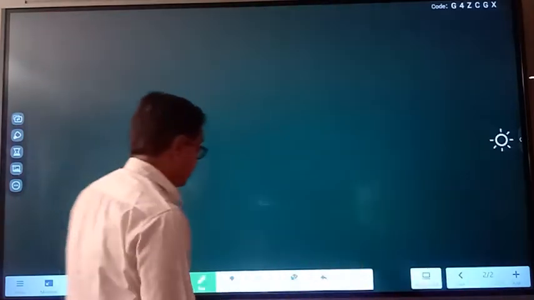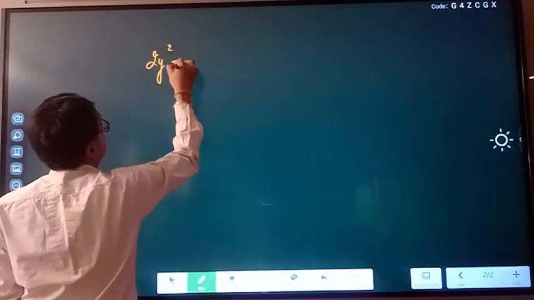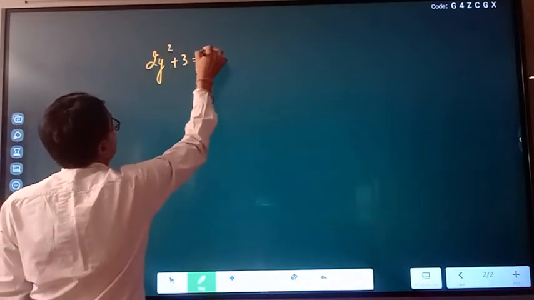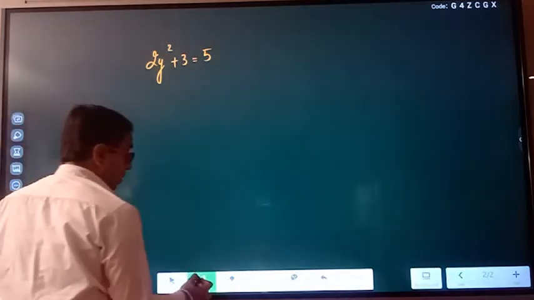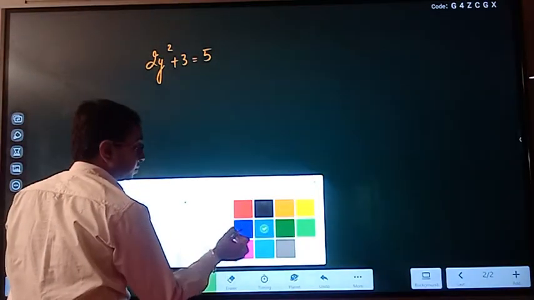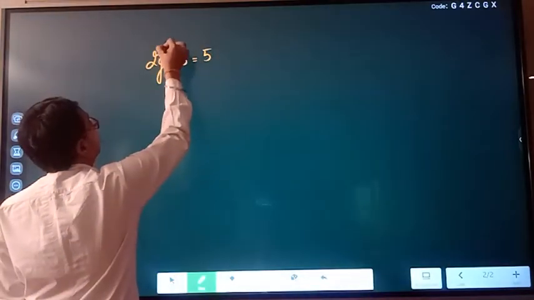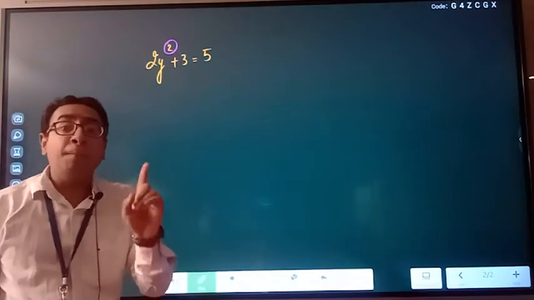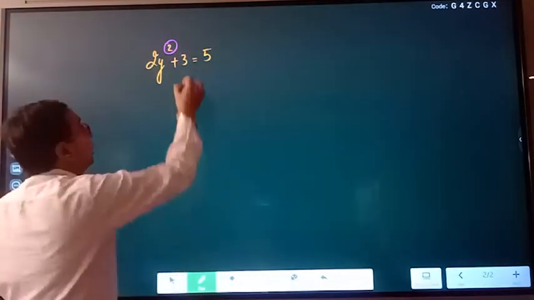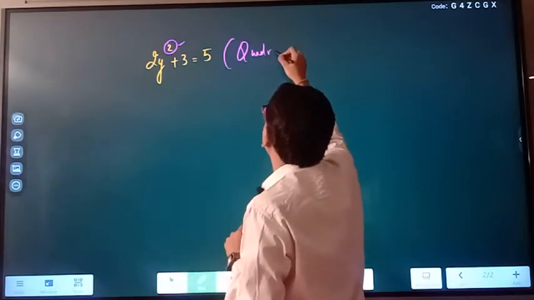Now, let's see an example. Let me write another example. 2y square plus 3 is equal to 5. Now you have to tell me whether it is a linear equation or not. No, you can clearly see that here the power is 2. I told you for a linear equation the power of the variable must be 1, but here the power is 2. Therefore this is known as a quadratic equation.